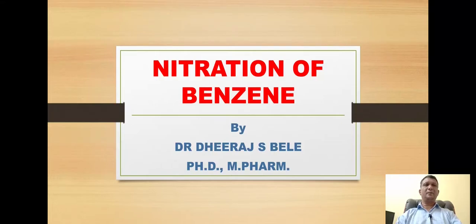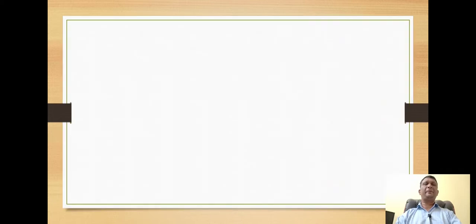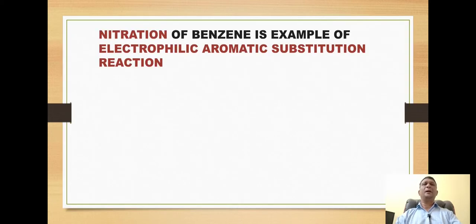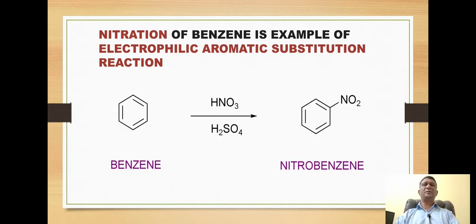Hello dear students, today's topic is nitration of benzene. The nitration of benzene is an example of an electrophilic aromatic substitution reaction. Let's look at this reaction.